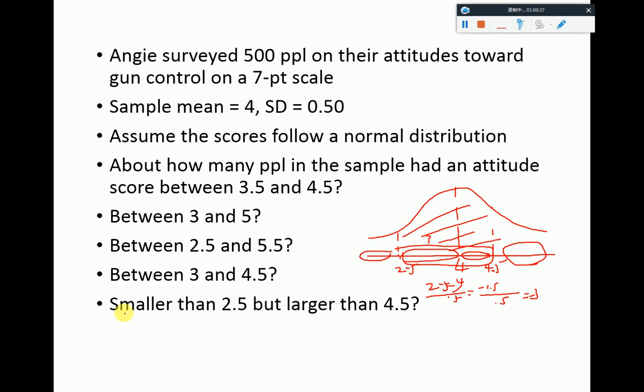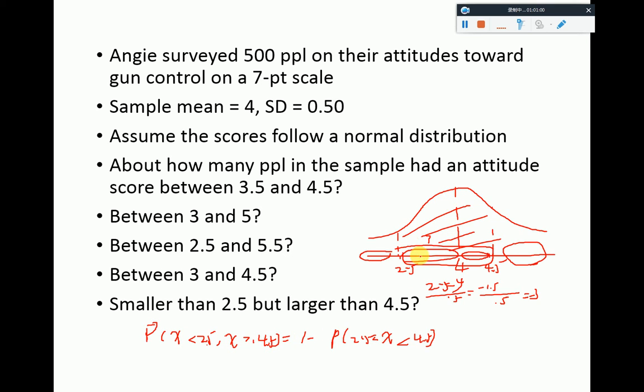Because now our target probability, right? Our target probability, that's probability of observing x that's smaller than 2.5, or at the same time larger than 4.5, will exactly be 1 minus the probability of observing any score that's greater than 2.5 but smaller than 4.5. Because this part adds this part adds this part must equal to 1.